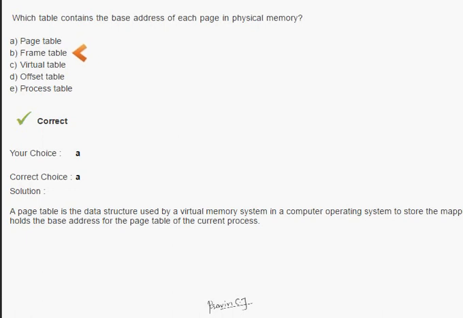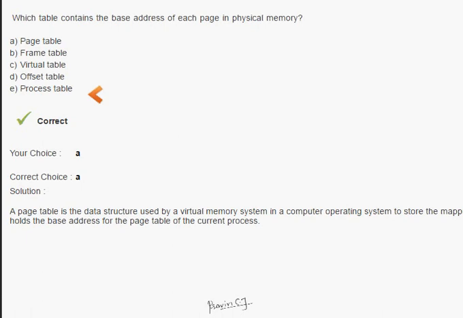Frame table is not the answer. Virtual table is not the answer. The page table is going to save the mapping between the virtual address and the physical address. Offset table is not there. Process table is there, but we are not working for that. We will work for the page table. Similarly, we have completed all those important questions.